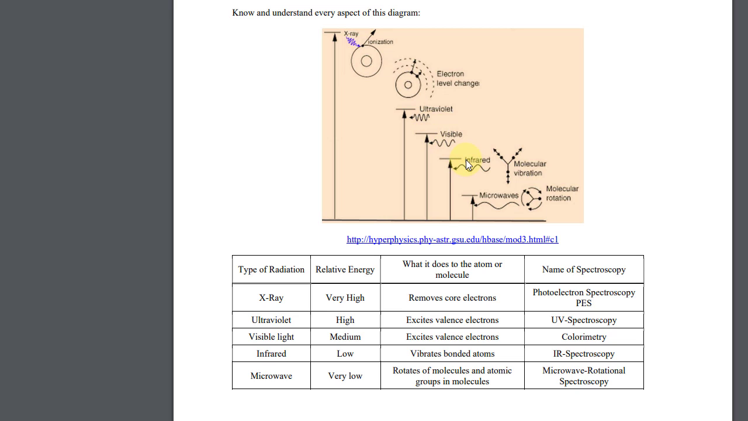When you get to infrared, you only get to shake around a few molecules. You get molecular vibration. The molecules wiggle back and forth, and microwaves can only rotate molecules. Those are the types of photon interactions with matter that you're expected to know in AP Chem. So that's worth remembering. I've got that on the study cards, so check that out on the study cards.